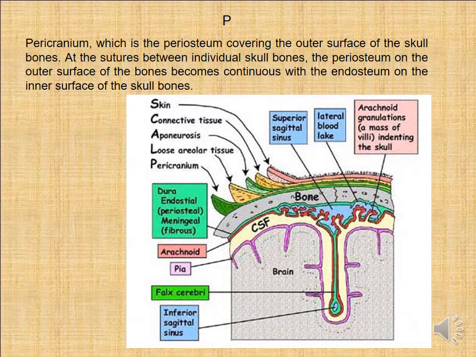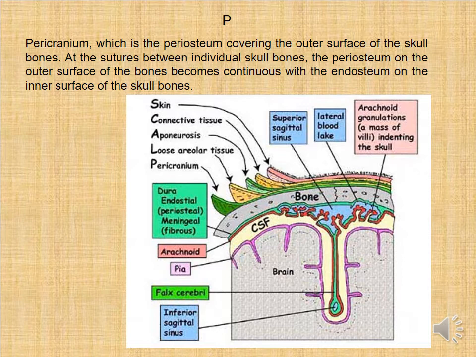The last layer is the pericranium, or call it the periosteum, with a P. The pericranium is the periosteum covering the outer surface of the scalp bones. At the suture between individual scalp bones, the periosteum on the outer surface of the bone becomes continuous with the endosteum on the inner surface of the scalp bone.